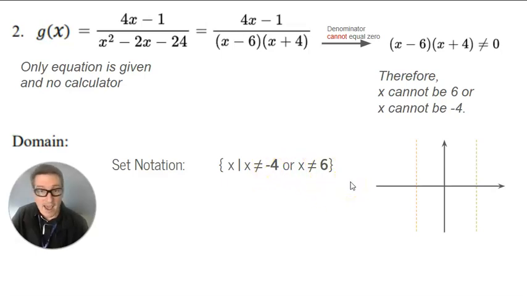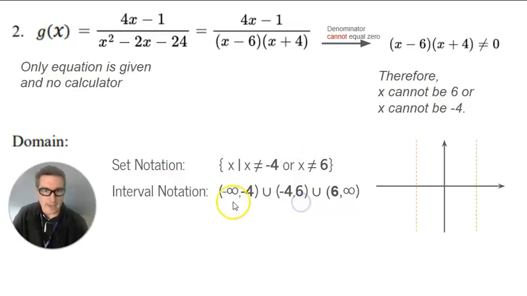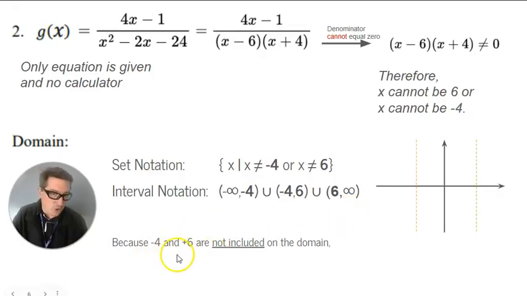And with interval, I have 3 intervals. I have the interval to the left of this asymptote, the interval between the asymptotes, and the interval to the right. So I actually have 3 intervals, okay? This is how I would write it out. From -infinity to -4, from -4 to 6, and from 6 to infinity. The important thing there is that -4 and 6 are not included. We are leaving them out, and therefore we have to use parentheses to exclude them from the interval.